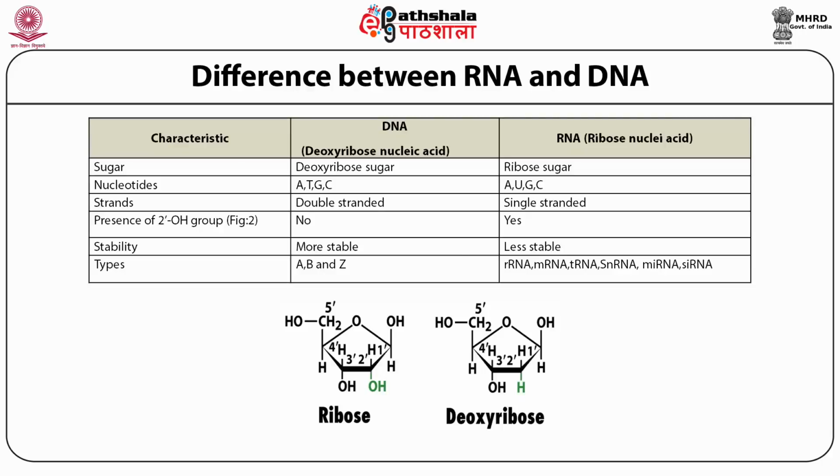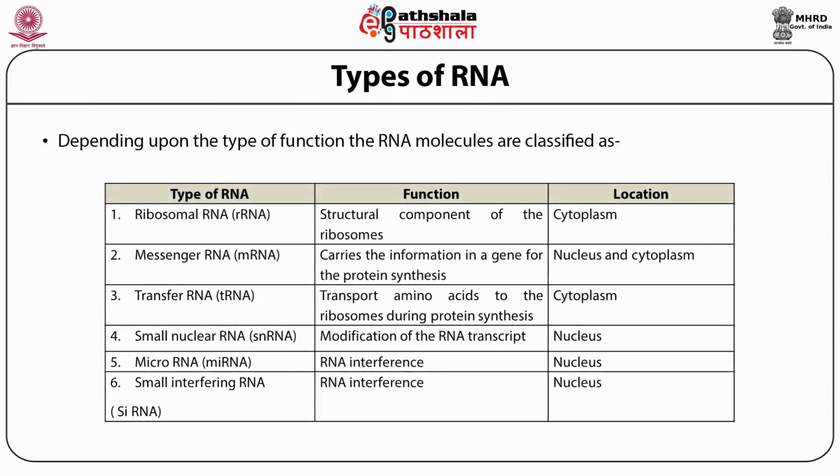Structure of ribose and deoxyribose sugar. Types of RNA. Depending upon the type of function, the RNA molecules are classified by type of RNA, function, and location. First, ribosomal RNA, rRNA. Function: structural component of the ribosomes. Location: cytoplasm. Type 2, messenger RNA, mRNA.